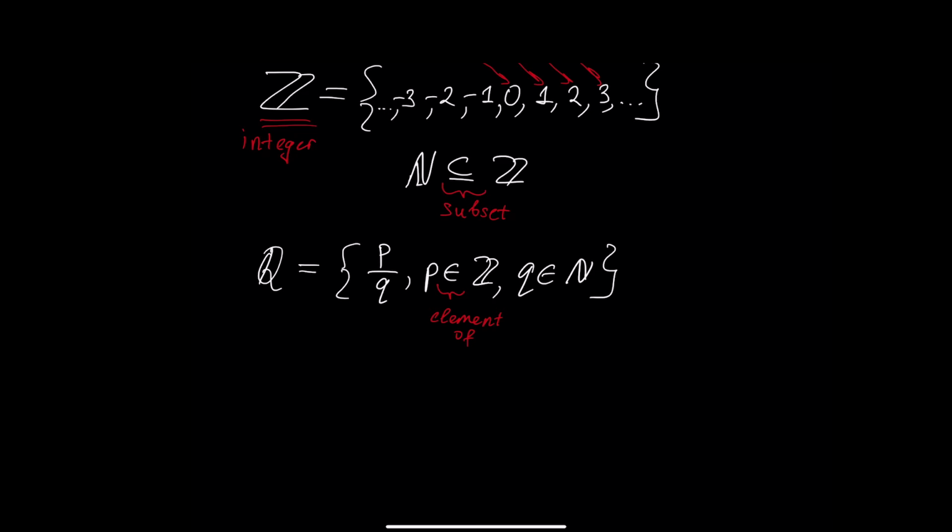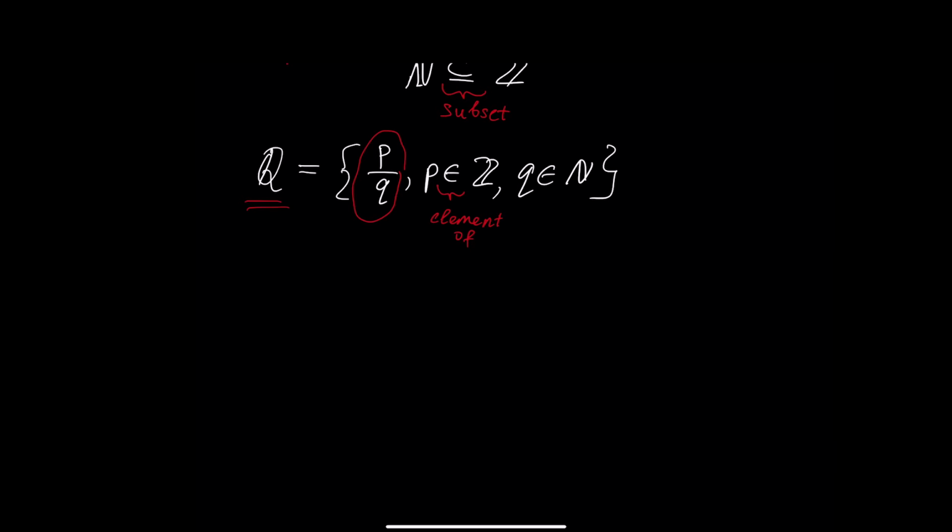Once again, the set of rational numbers consists of numbers represented as p over q, where p is integer and q is natural. Examples of rational numbers we can give are, for example, 1 over 2, minus 1 over 2, 3 over 4, minus 3 over 4, and any integer number, which is also a rational number.